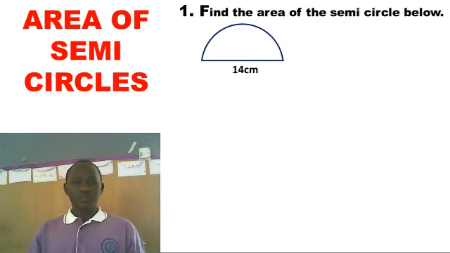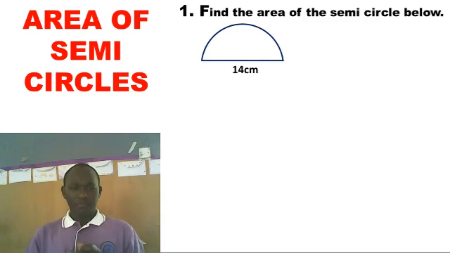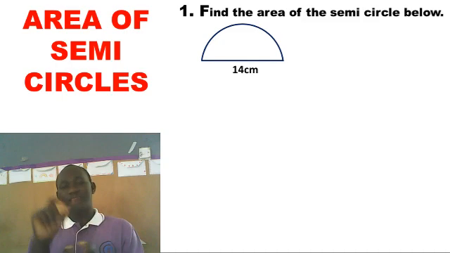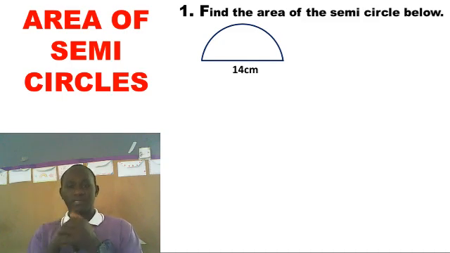I believe in the previous lesson you looked at how to find the area of a circle, and the formula used was pi r squared. That was a full circle. Now today we have just a half of a circle. Then what will the formula be? That takes us to a half pi r squared, whereby r is standing for our radius.